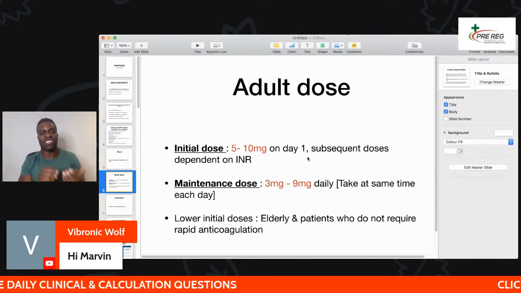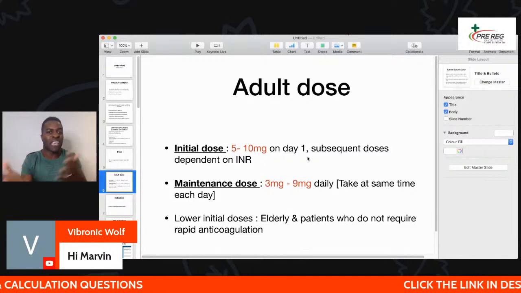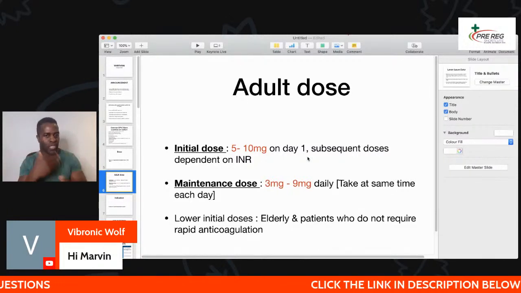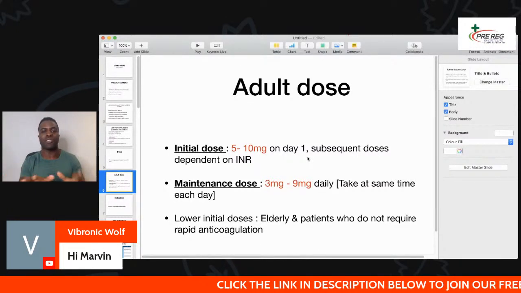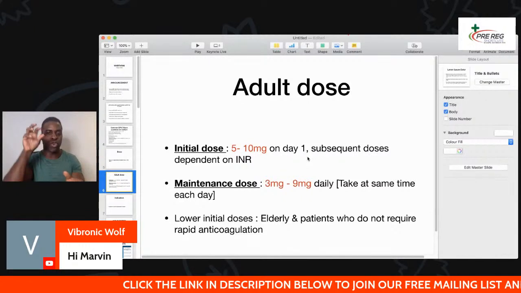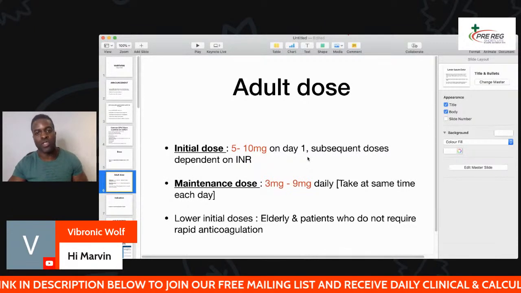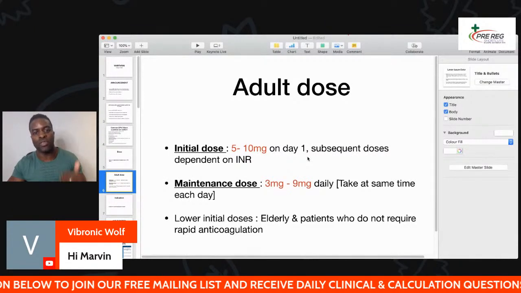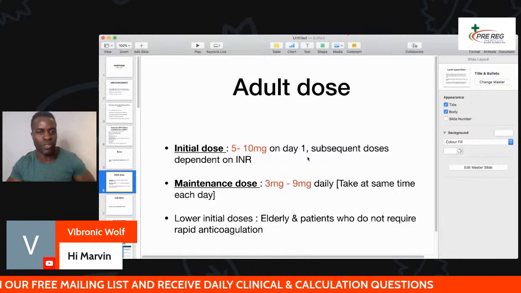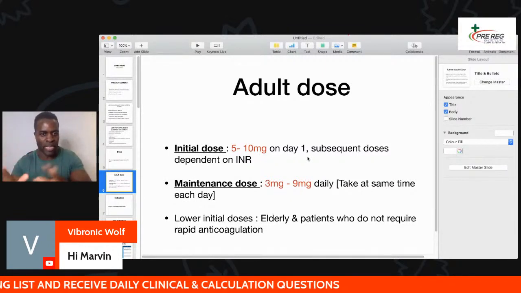For most people, they take it around 6 o'clock, so between sort of 5 to 7. Most of the time, you hear 6 p.m. But it doesn't necessarily have to be at 6 p.m., as long as you always take it at the same time each day. But 6 p.m. seems to be a very convenient time for most people. So normally around 6 p.m. each day, you take it at the same time each day. Once a day, 6 p.m., that's enough.